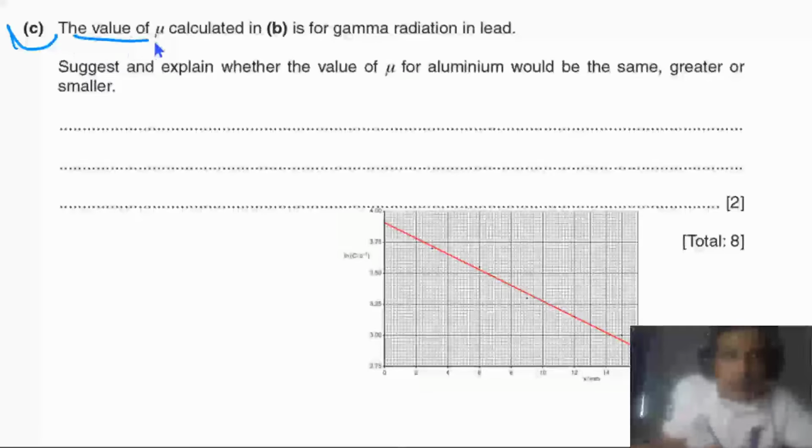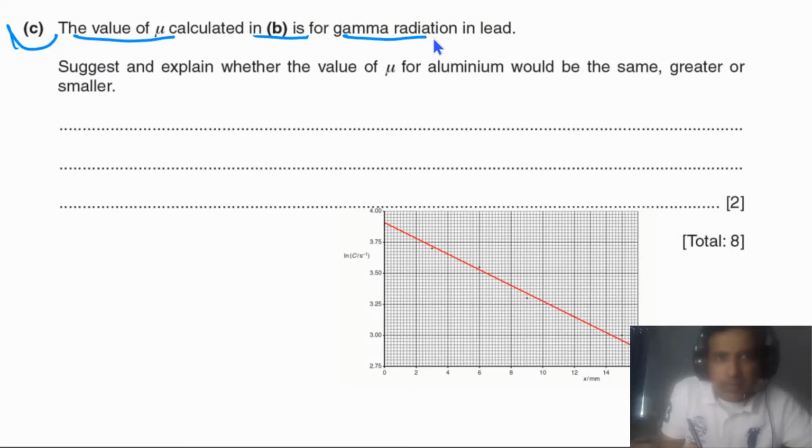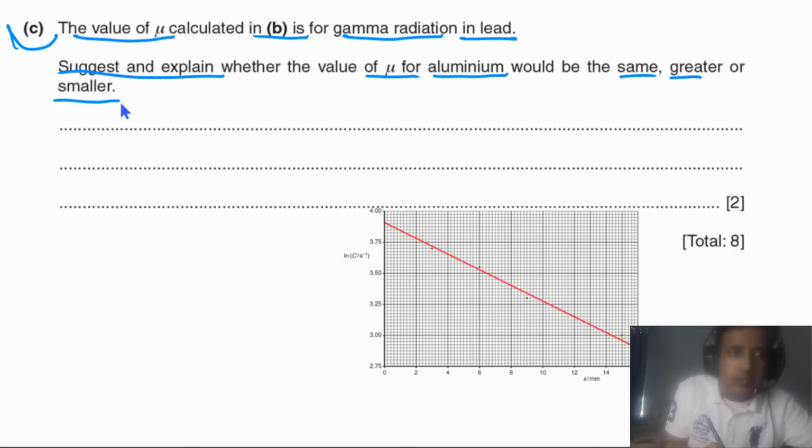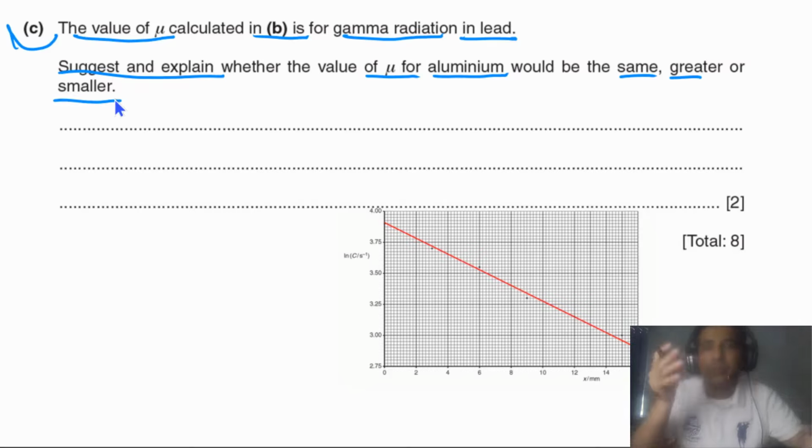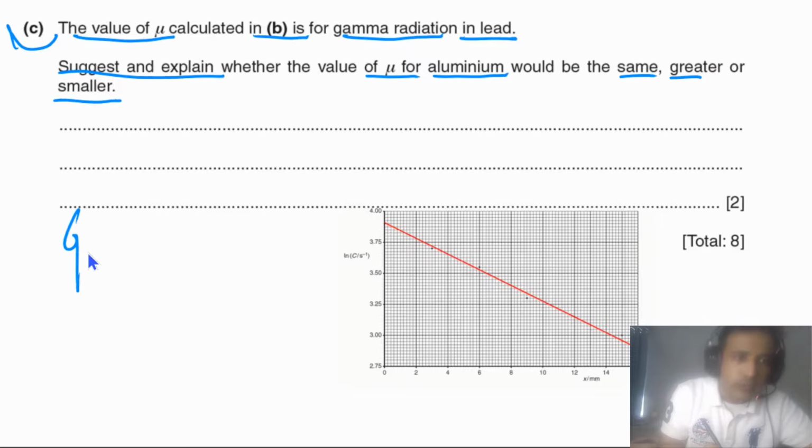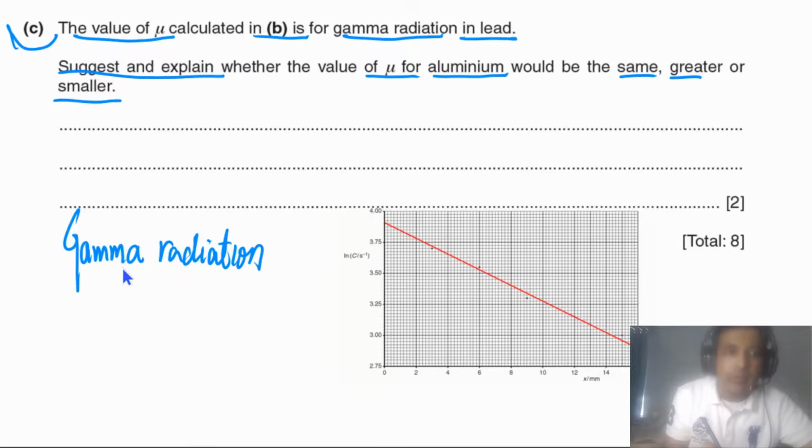Part C says the value of mu calculated in B is for gamma radiations in lead. Suggest and explain whether the value of mu for aluminium would be the same, greater or smaller. We need to understand, if we pass gamma radiations through lead and through aluminium, in which metal are gamma radiations more absorbed? I hope you will say gamma radiations are easily absorbed by lead, so lead will absorb more gamma radiations, and aluminium will absorb less.